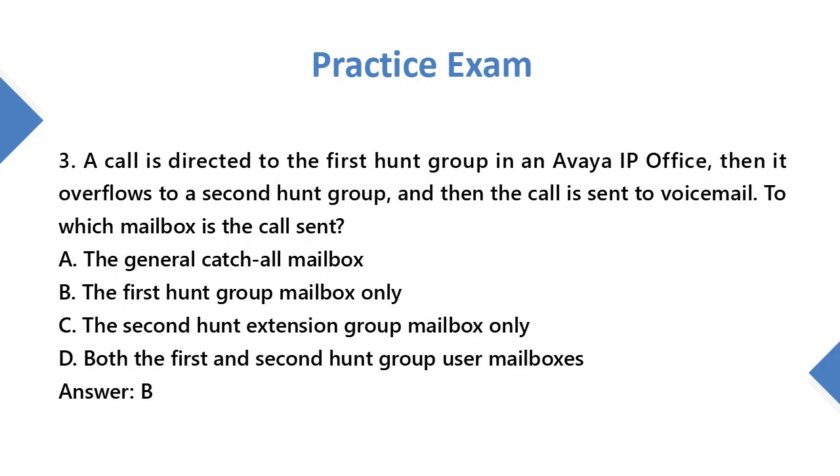3. A call is directed to the first hunt group in an Avaya IP Office, then it overflows to a second hunt group, and then the call is sent to voicemail. To which mailbox is the call sent? A. The general catch-all mailbox. B. The first hunt group mailbox only. C. The second hunt extension group mailbox only. D. Both the first and second hunt group user mailboxes. Answer: B.